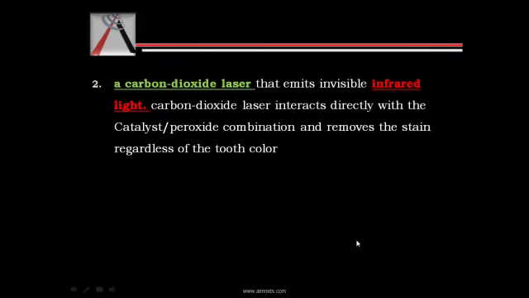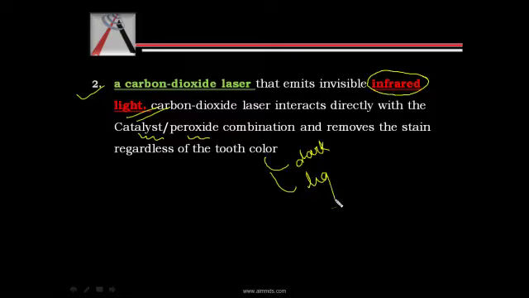Then we have the second laser that we can use, that is the carbon dioxide laser. Carbon dioxide laser emits laser light in the range of infrared light, that is the invisible light. It interacts directly with the catalyst peroxide combination, and it removes the stain regardless whether the tooth color is dark or light. So the disadvantage that we had with argon laser, that it only removed the dark stain, we did not have with carbon dioxide laser. So these are the 2 lasers which can be employed in laser induced bleaching.